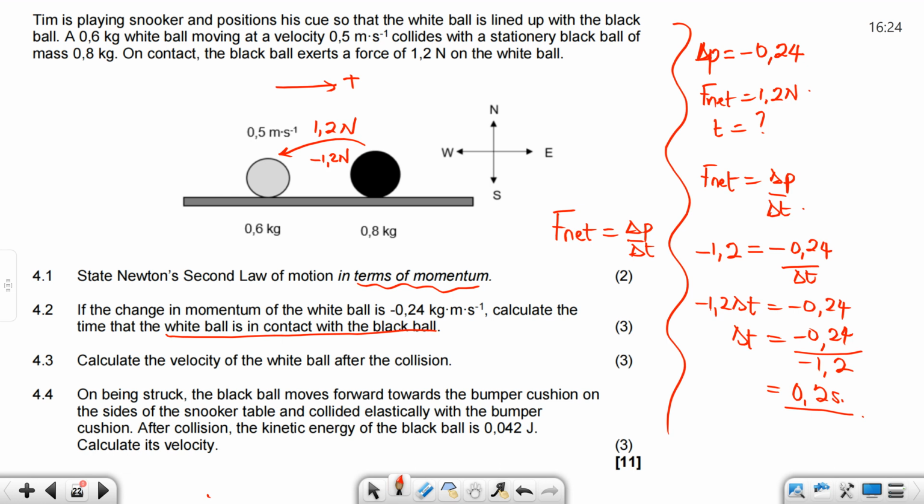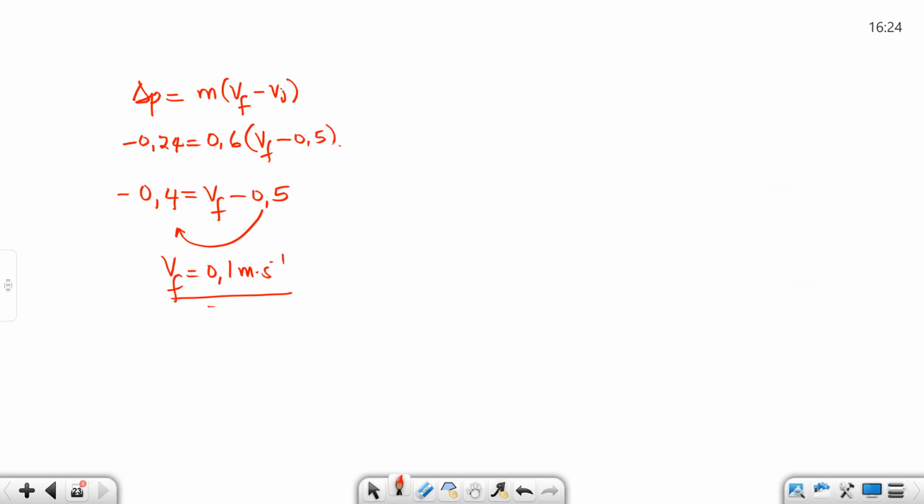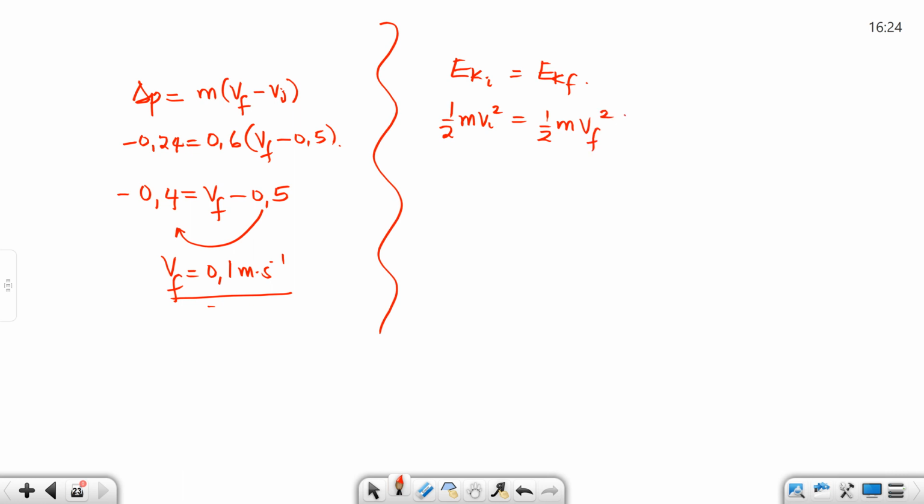After collision, the kinetic energy of the black ball is 0,042. Let's get the question again. It is the black ball that collides with the cushion, right? And since it is elastic, we can quickly conclude, since we're told that the kinetic energy before is equal to the kinetic energy after. So half m v_i squared equals to what? Half m. Do we agree? Why am I using only one object? The table is not moving. So it's 0 before and 0 after.